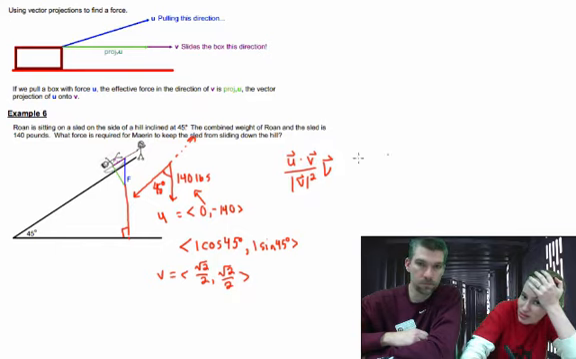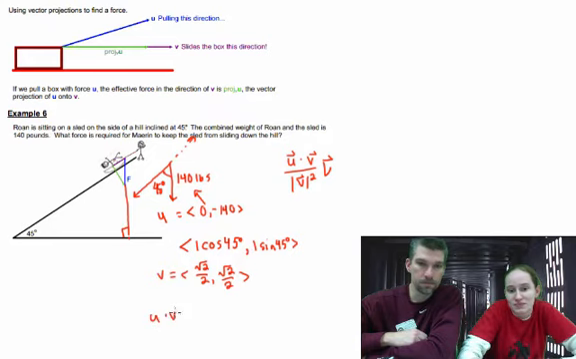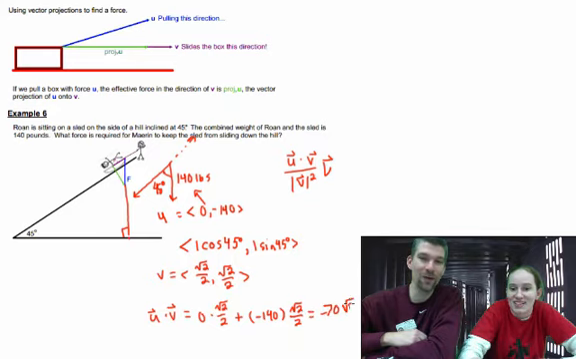Okay, so we need the dot product of U and V. So that's 0 times square root of 2 over 2, which is just 0, plus negative 140 times square root of 2 over 2. So that's negative 70 square root of 2, if you cancel out a 2 from each. Did you like that? That's good recovery. I did it on purpose.